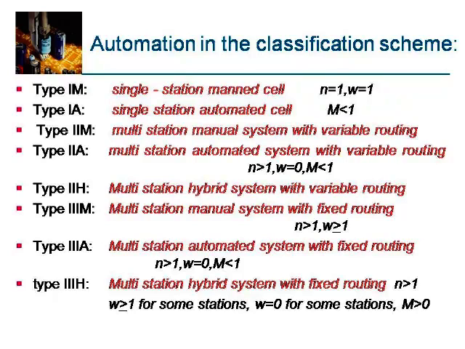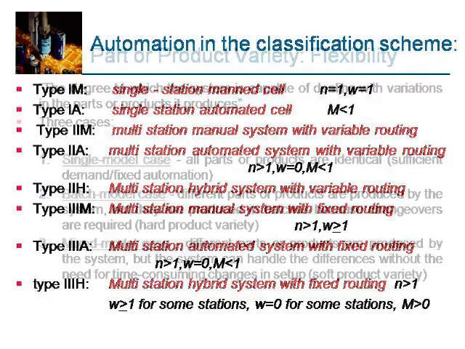Type 3M, multi-station manual system with fixed routing. n is greater than 1 and W is greater than or equal to 1. Type 3A, multi-station automated system with fixed routing. n is greater than 1, W is equal to 0, M is less than 1. Type 3H, multi-station hybrid system with fixed routing. n is greater than 1, W is greater than or equal to 1 for some stations, W is equal to 0 for some stations, and M is greater than 0.